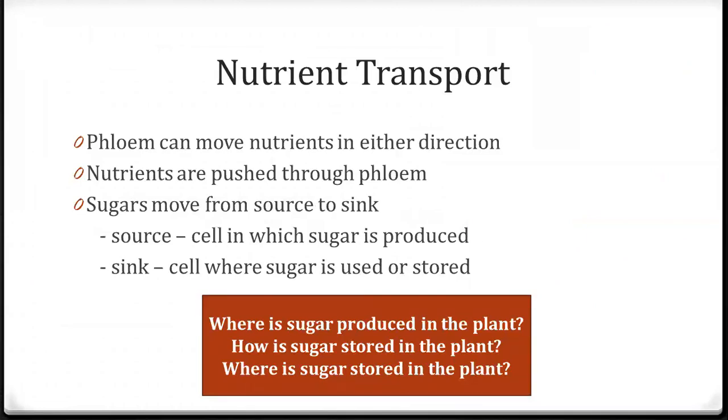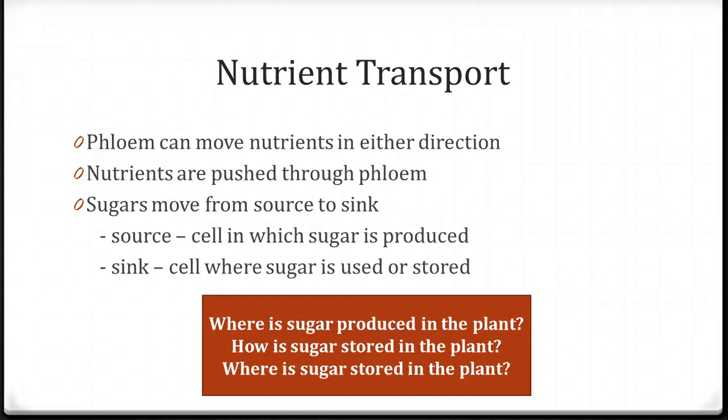All right, nutrient transport occurs in the phloem. Phloem can move nutrients in either direction, up or down. Nutrients are pushed through the phloem. When they're talking about nutrients, we're talking about sugars that are made from photosynthesis, like glucose. So sugars move from the source to the sink. Source is where the sugar is produced, usually the leaves. And then sink is where the sugar is used or stored.